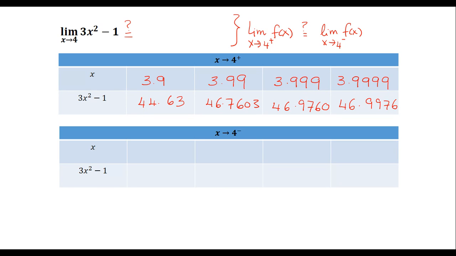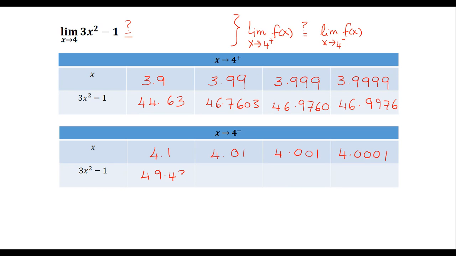And then the same thing happens when you make your x go to 4 from your left-hand side. The same thing happens, but in this case you do the alternate direction. The first one is 4.1, and then this one is 4.01, and then we have 4.001, and similarly you do the final values there, the same as you did earlier.